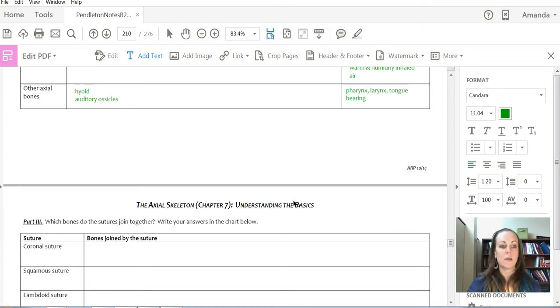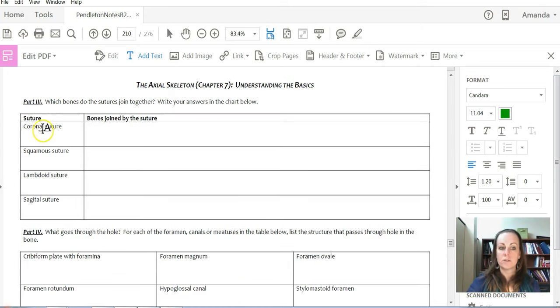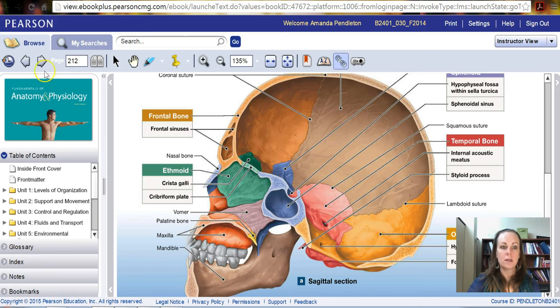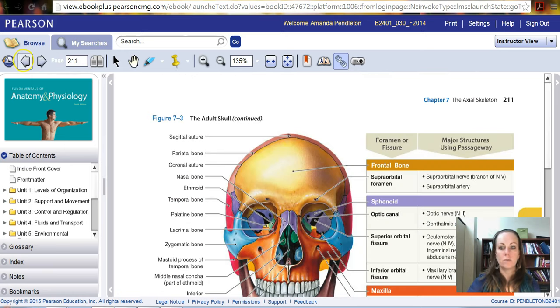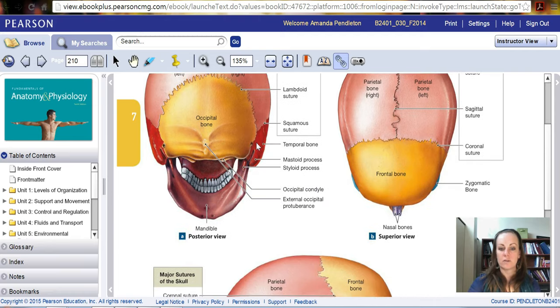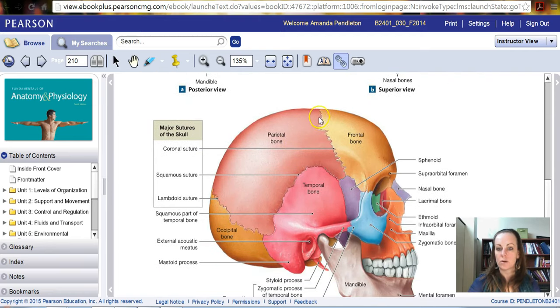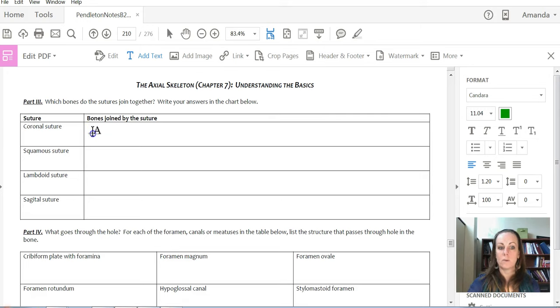Now, on that first portion, I believe that the videos went through the sutures, and so you should be able to figure out which suture does which, what bones it joins. I'll do the first one with you just to give you a little bit of heads up. So the first one was the coronal suture. If we look, the coronal suture goes right across here, and you can see on one side is the frontal bone, and on the other side is the parietal bone. So that would be what I would enter here. It's joining the frontal bone and the parietal bones.